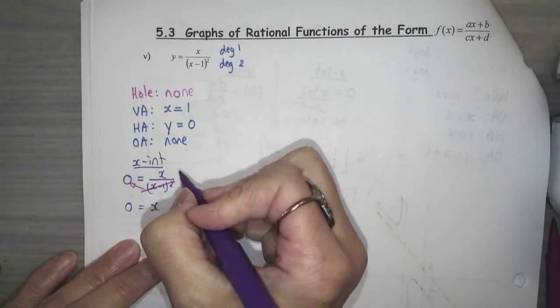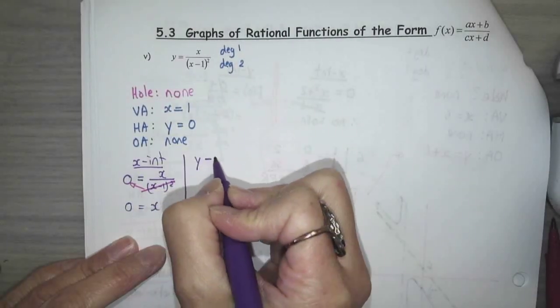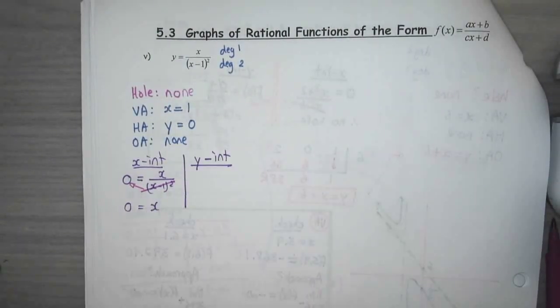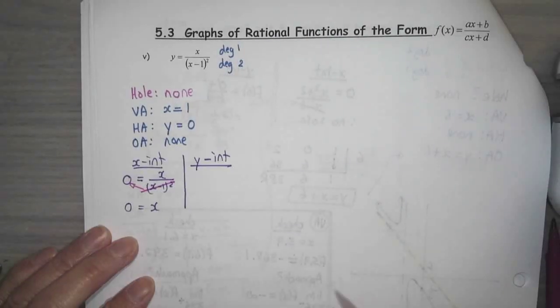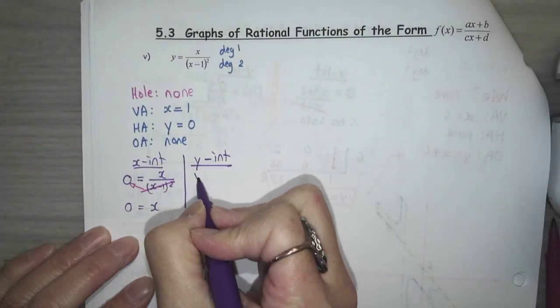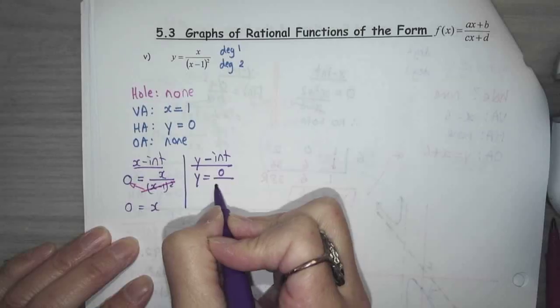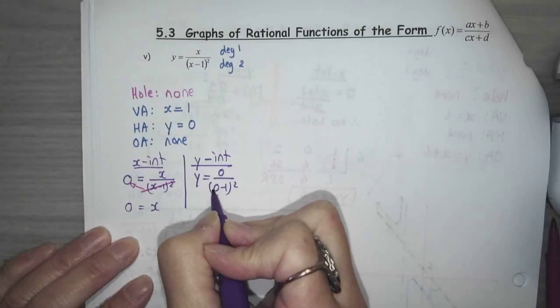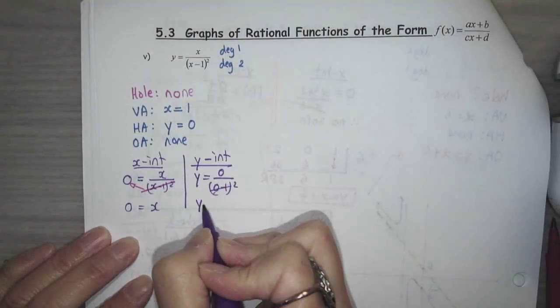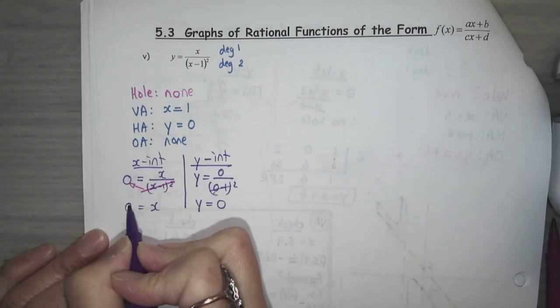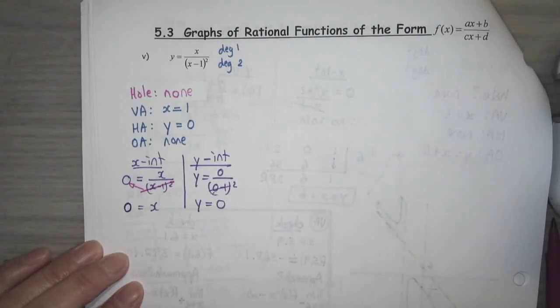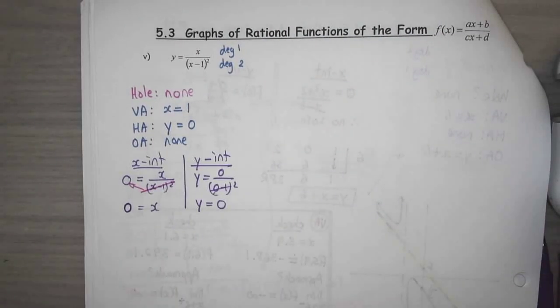Now let's see the y-intercept. Once you know the x-intercept is 0, your y-intercept is also going to be 0. So y equals 0 over (0 minus 1) squared. That's gone, it doesn't matter, because it'll be y equals 0. So those always match. When it's 0 here, it's got to be 0 there. What else do we have now?